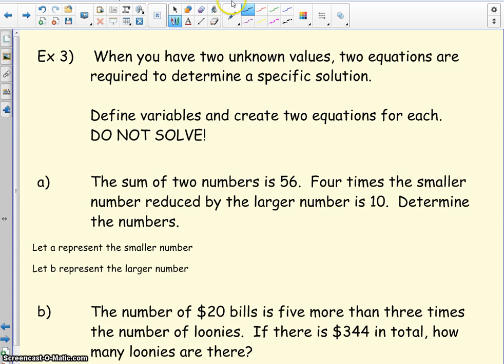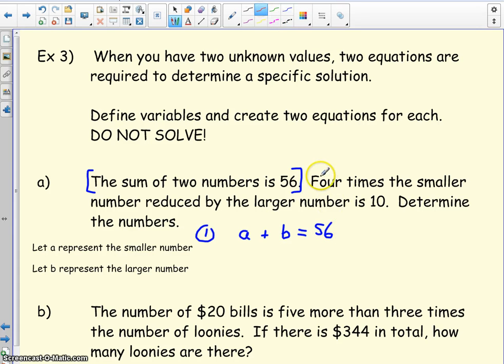Let's take a look at the first part and just do it piece by piece. The first part says the sum of the two numbers is 56. Well, that one's not too bad. The sum of two numbers means I'm adding the two numbers together, so I'm going to have A plus B. The sum of these two numbers equals 56. So that first little sentence gives me an equation: A plus B equals 56.